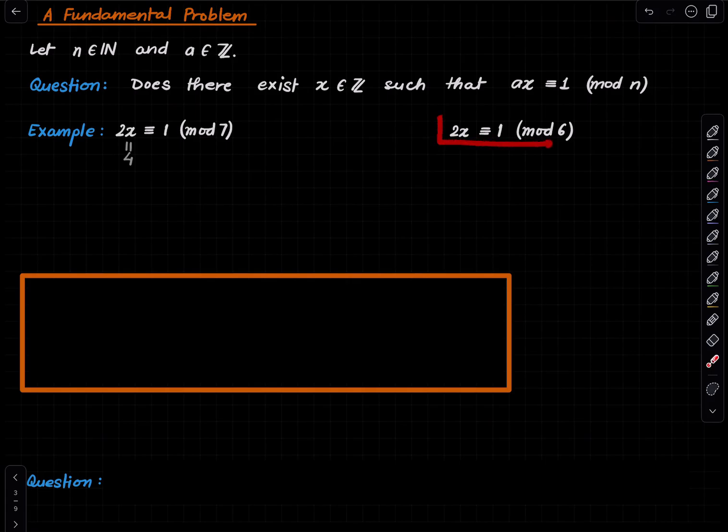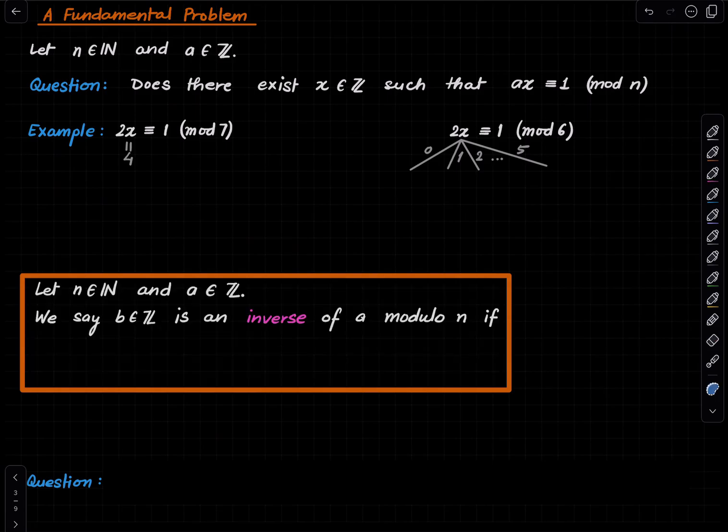What about this guy? This, I claim, does not have a solution, and the most brute force way to see this is to try all the 6 possible options. So you can try x equals 0, x equals 1, x equals 2, and so on. In each case, you will see that this congruence will never hold. So the answer is not always yes, and it is not always no. So when is it yes and when is it no is a question that we will formally frame. But before that, here is the definition that we can make now.